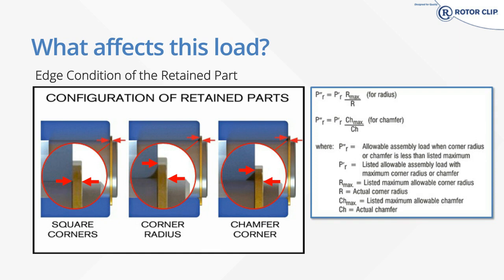If your radius goes pretty close to 0, you can treat your retained part as a square corner. If you do have a large radius on your retained part, you can also include a washer in between your retained part and the retaining ring, and you can then treat that as a square corner retained part.